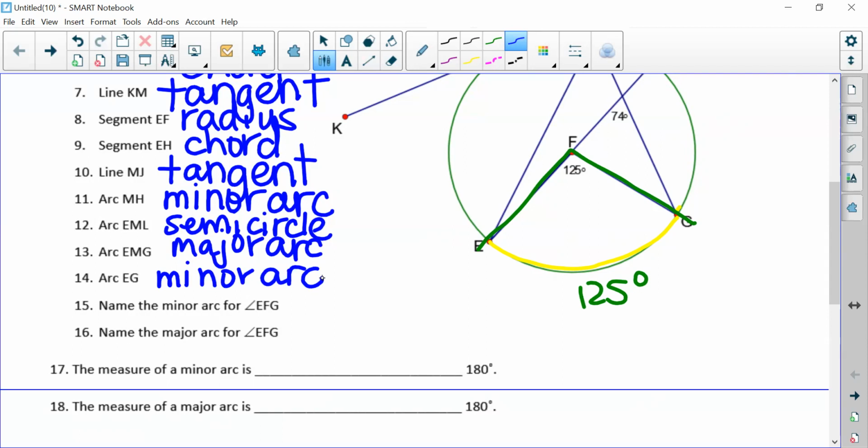Now, question 15 asks us to name the arc that goes with angle EFG.